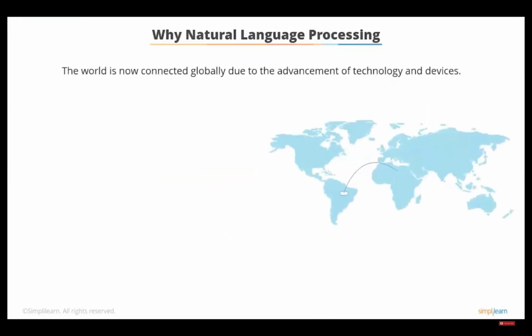The world is now connected globally due to the advancement of technology and devices. This has resulted in the high volume of digital data across the world and has led to a number of challenges in analyzing data, including analyzing the tons of data that is generated in the form of text, image, audios, and videos. Identifying approximately 6,500 languages and dialects followed across the globe. Applying quantitative analysis on huge collections of data. Handling ambiguities while interpreting data and extracting information. This is where natural language processing proves useful.